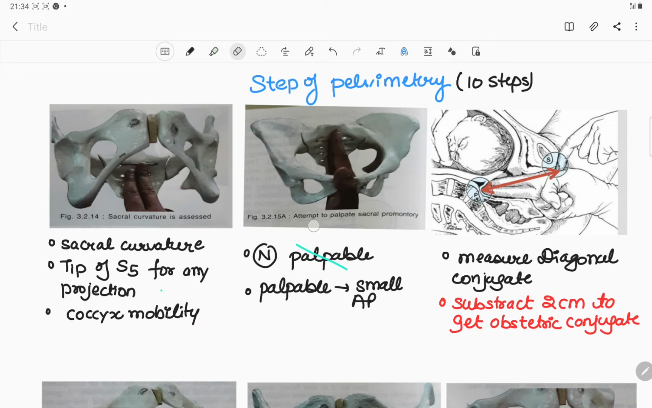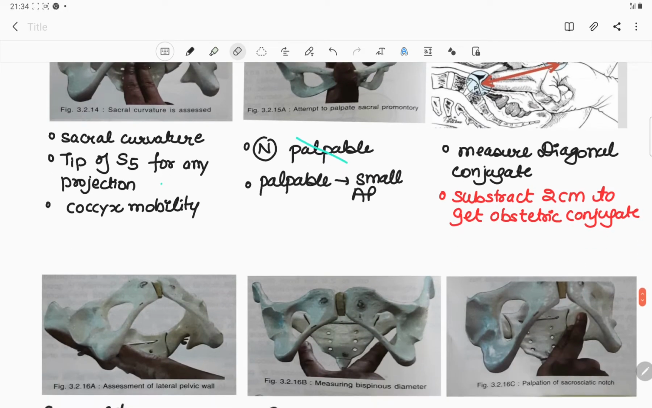Second, we attempt to palpate the sacral promontory. Normally it is not palpable, but if it is palpable, means pelvis has small anterior posterior diameter. Third, we will calculate the diagonal conjugate. As we have discussed it earlier, we will subtract 1.25 or 2 centimeter to get obstetric conjugate.